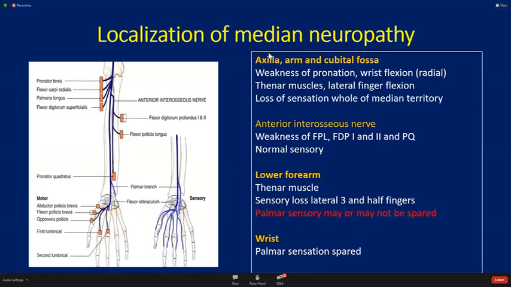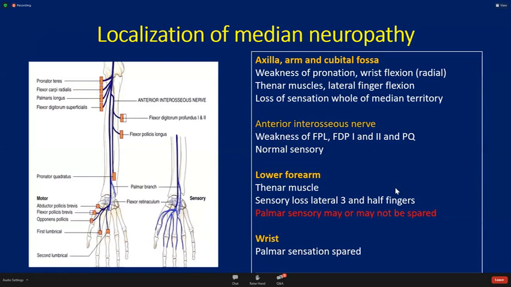If the disease is at the level of the axilla, arm and the cubital fossa, you'll have weakness of pronation as well as wrist flexion, particularly radial wrist flexion. The thenar muscles as well as the finger flexion of the lateral 2 fingers will be lost, and there is loss of sensation of the whole of the median territory of the palm as well as the fingers.